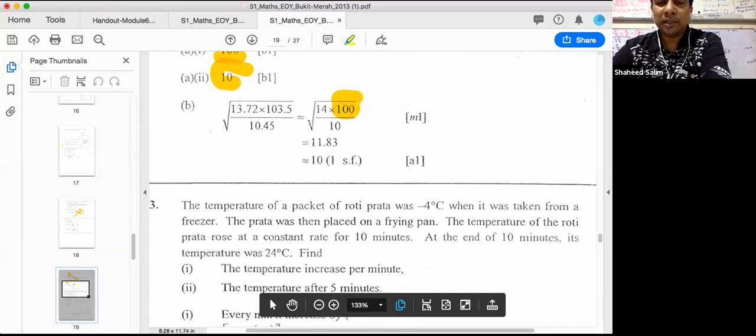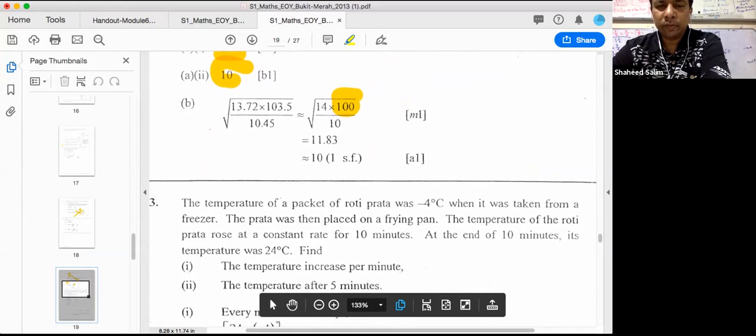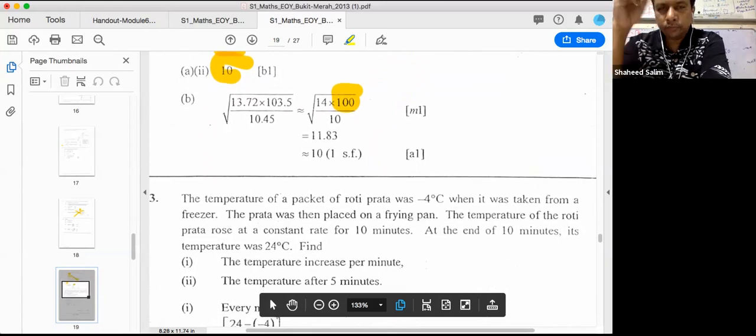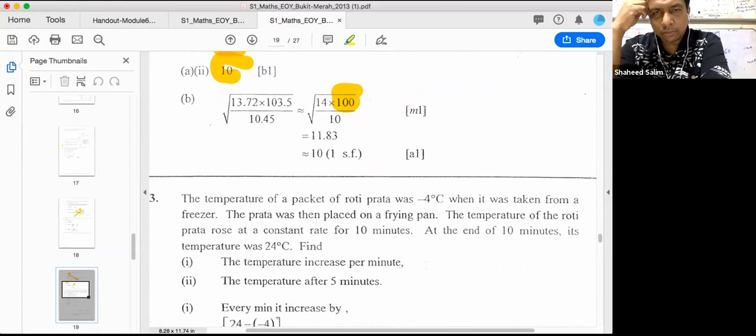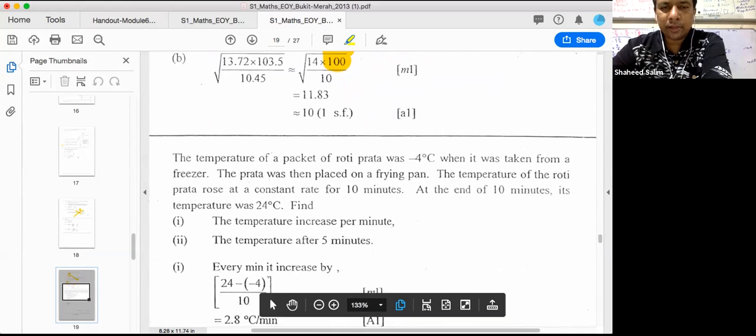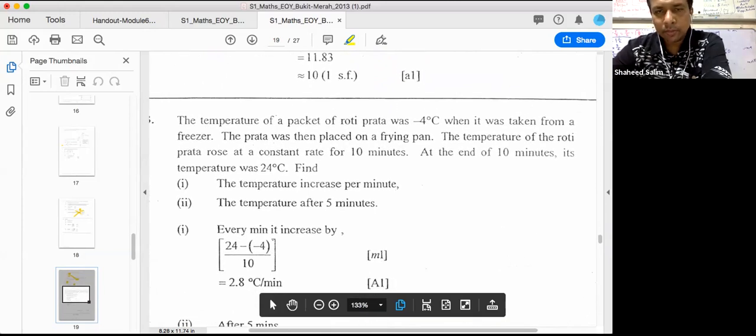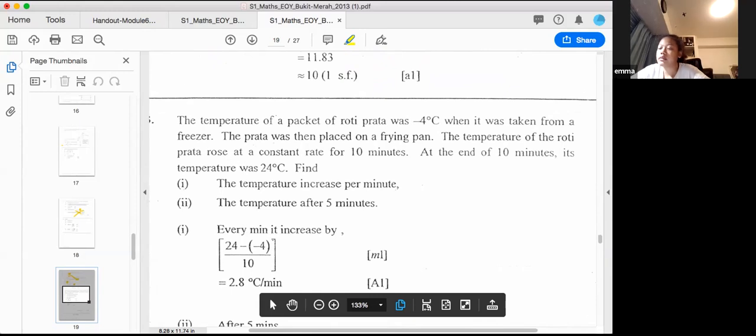What about question number 13? What's your answer? 2.8 degrees Celsius per minute. 2.8. Let us see. Congratulations. Do you write it something like that? Okay, well done.